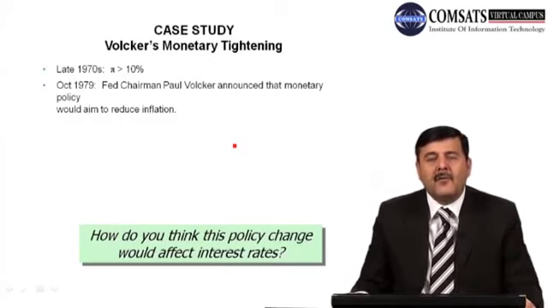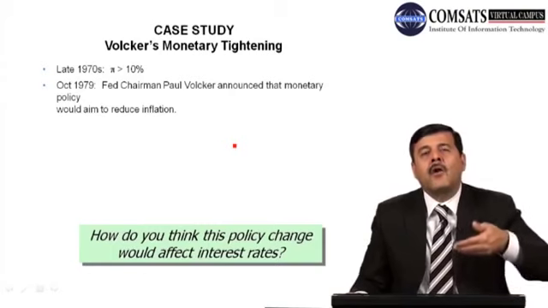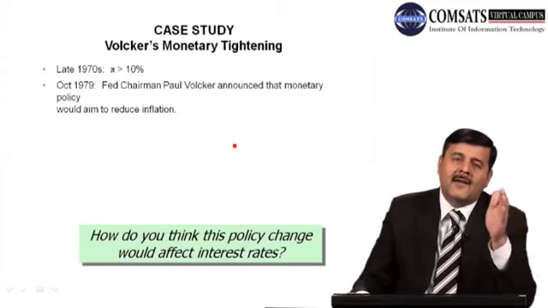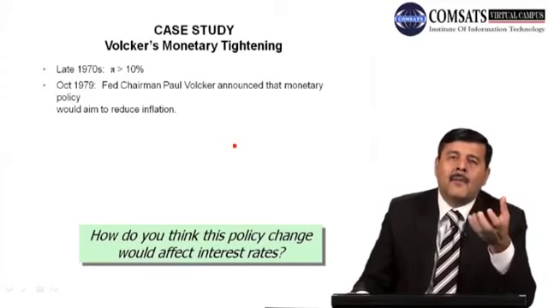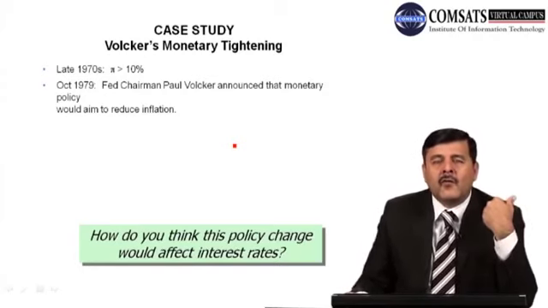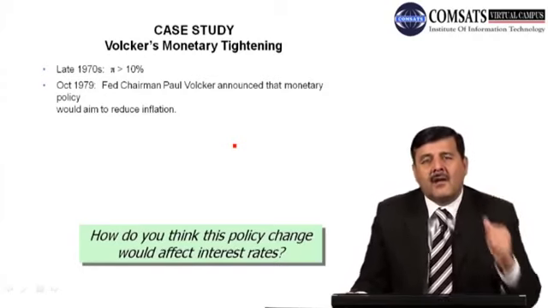What do we mean by tight monetary policy? They want to reduce money supply in the country because the inflation rate is greater than 10%. The government or the Central Bank of America wants to reduce inflation in the country and the economy.